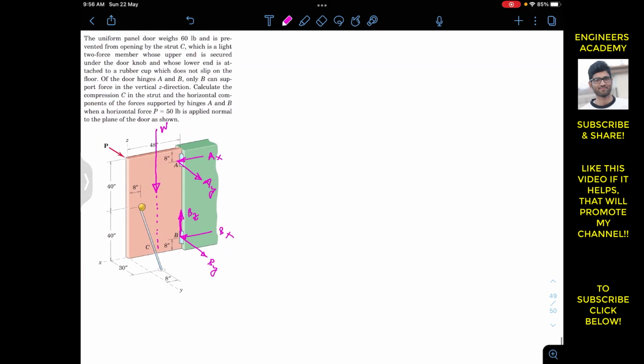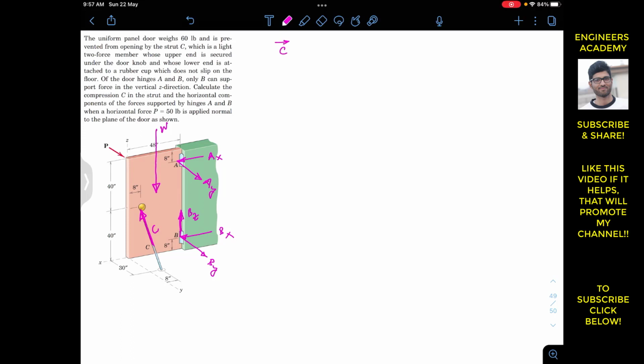So this is that point, the center of gravity of this door, which is the intersection of these two dashed lines. And the strut C is going to apply the force. So first of all we have to find the Cartesian vector representation of this strut C force, which is acting in this direction. The strut is going to apply the force in this direction. So this is, let's say, C. So we have to find the Cartesian vector representation of this C force.